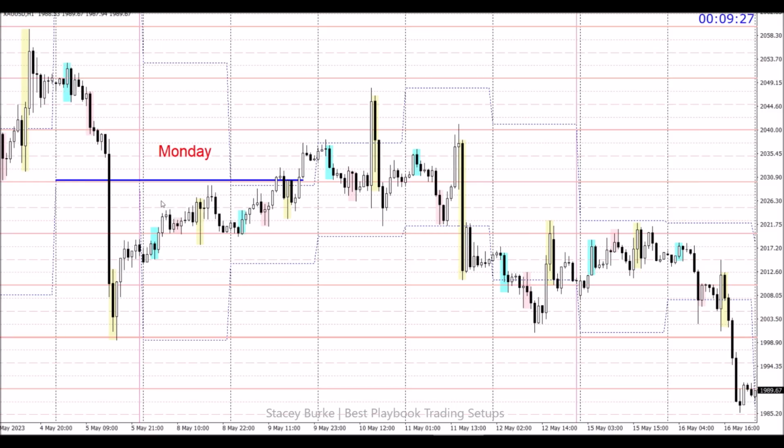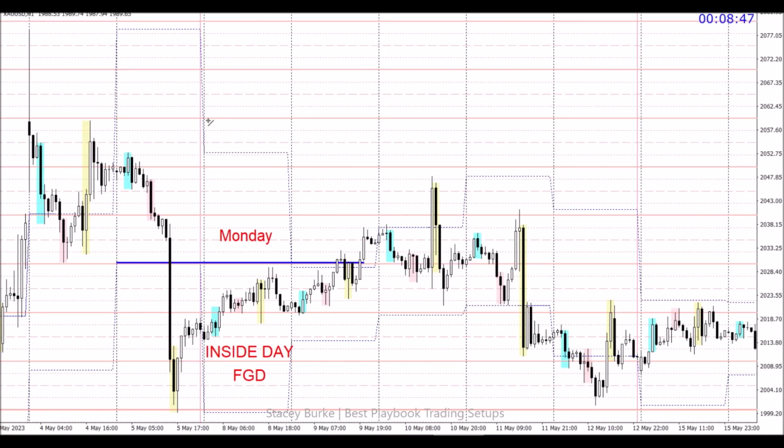But Mondays are day 1 in a new weekly template. And it's an inside day. Monday's day 1 in our new template. It's an inside day, and it's a first green day. So first green day, thesis would be possibly, if we back this chart up, that maybe we're going to target the high of Friday because that's where the dump began.